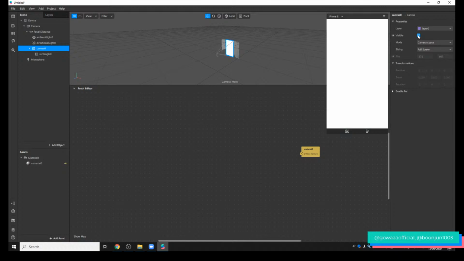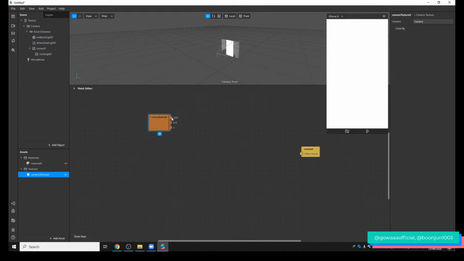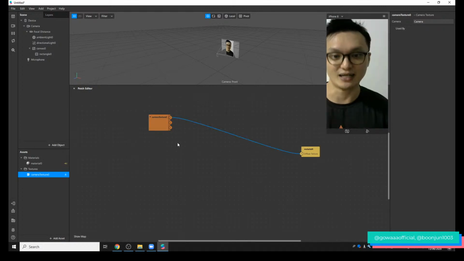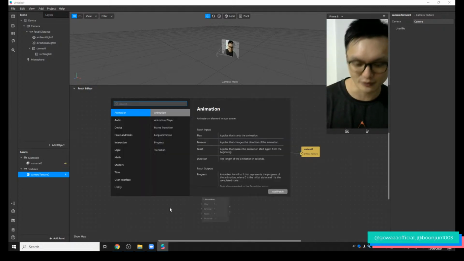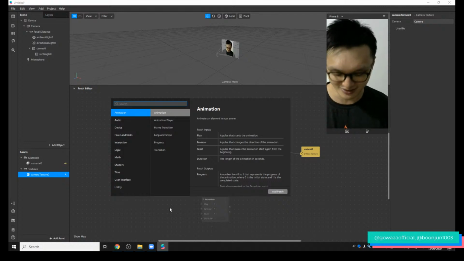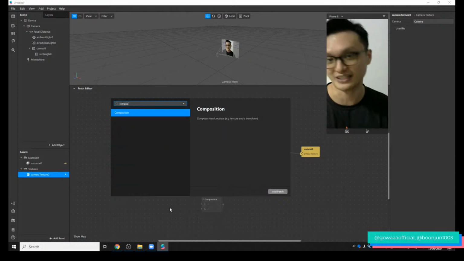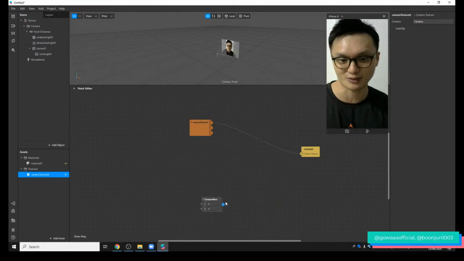So I did a simple setup of just a canvas and a rectangle, and I put a material 0 here, so I'm just going to extract a camera texture. Okay, so when you are doing any UV manipulation, the most important patch that you need to know, and the most basic one, is composition.